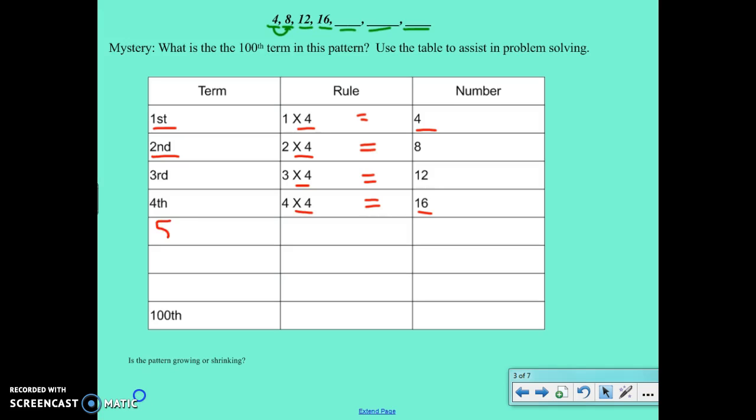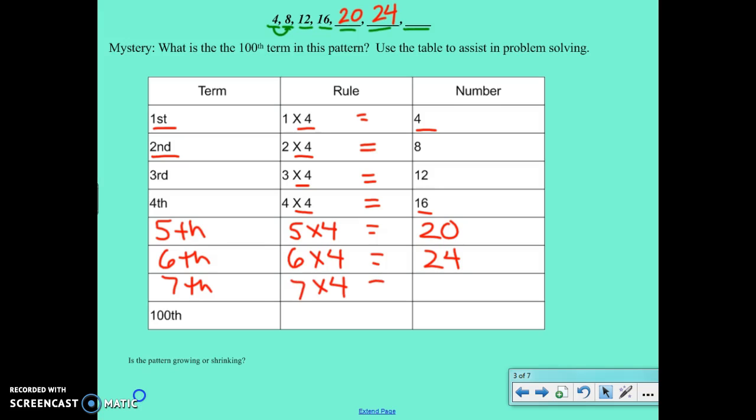So we're filling in our chart, and we need to figure out the fifth term. Following my pattern, I will do 5 times 4, which equals 20. So 20 would be the next term in this sequence. The sixth term, following the pattern, would be 6 times 4, which equals 24. 24 would be the next term in this sequence. The seventh term would be 7 times 4, which equals 28. And 28 goes up here.